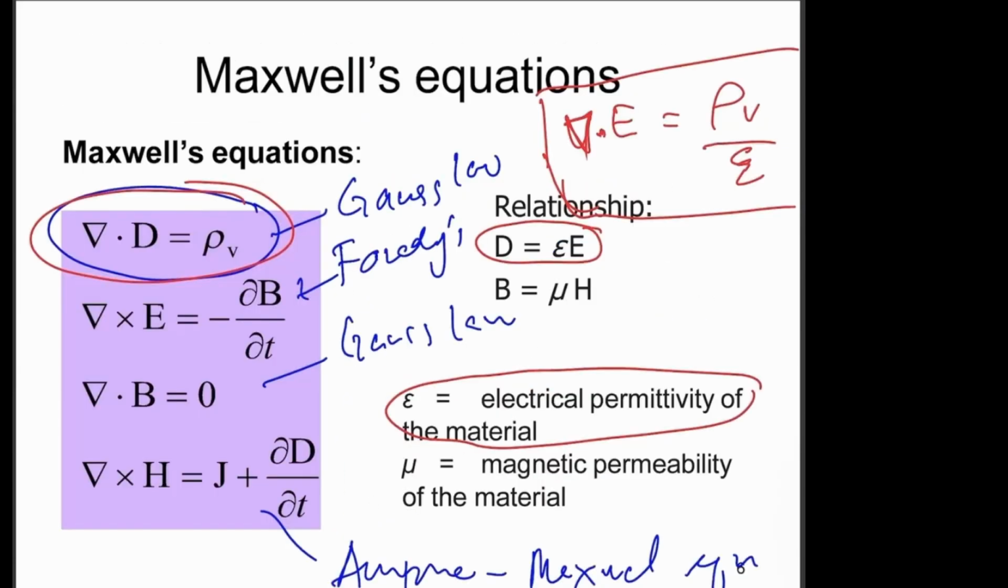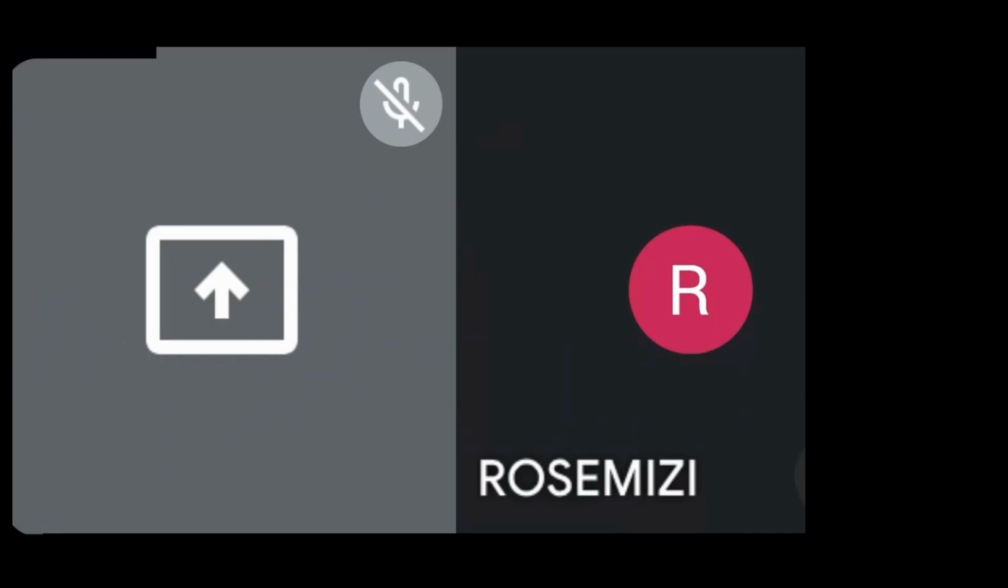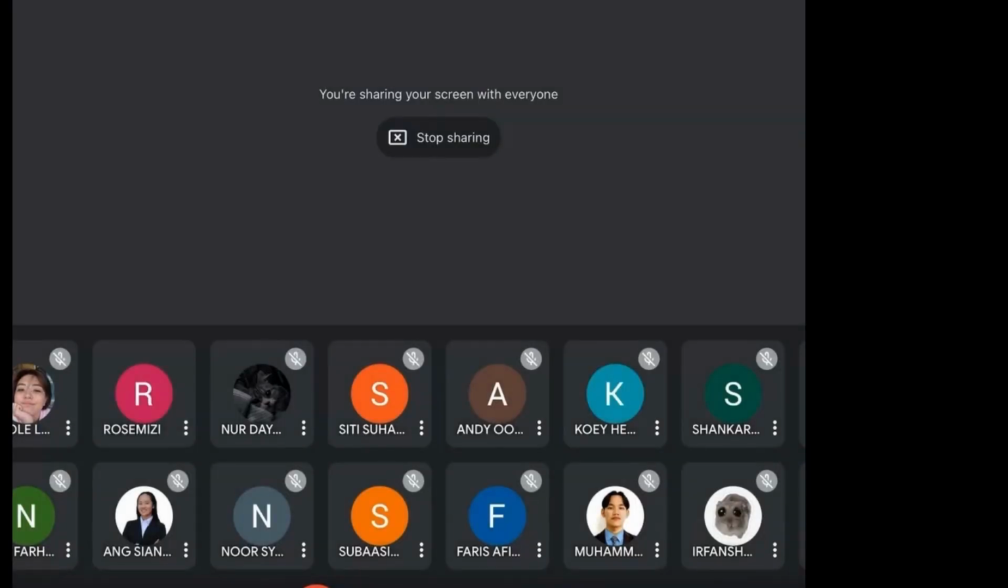Next we go to this one, Gauss's law also. Oh, sorry.